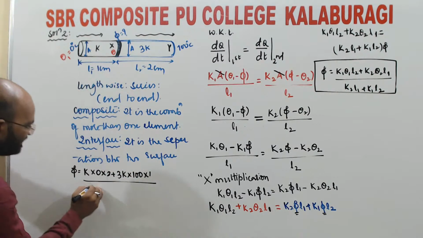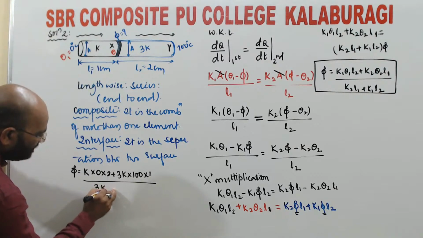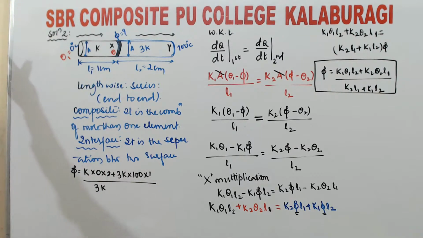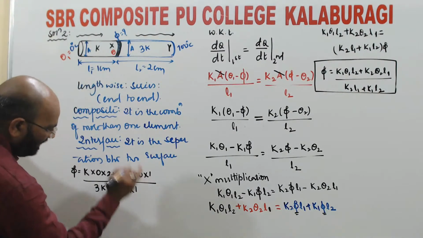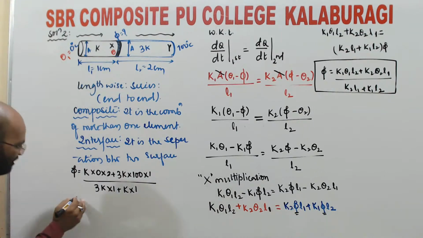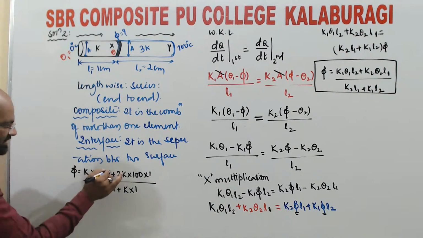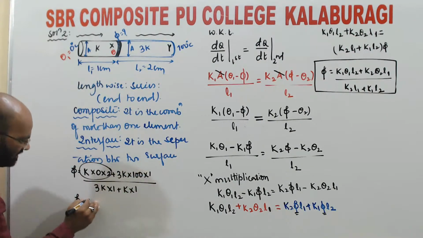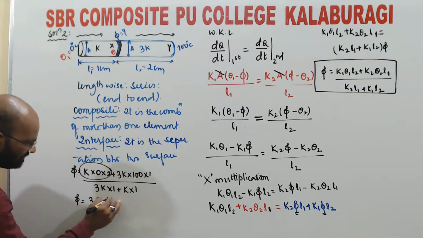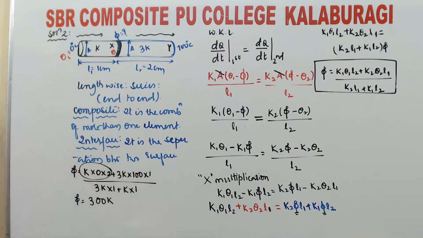K2 will be 3K. K2 will be 3K into 1 plus. So K1 is K into 1. Now you solve this, you will get phi is equal to, so this whole term will become 0. 3K into 100 into 1, this is 300 times K. You will get 300 times K.